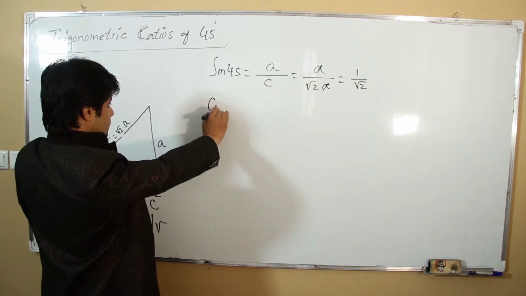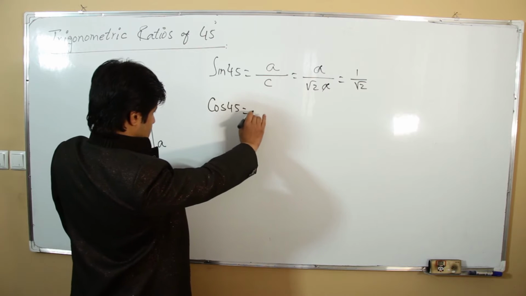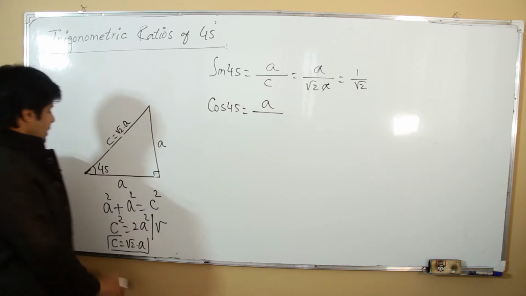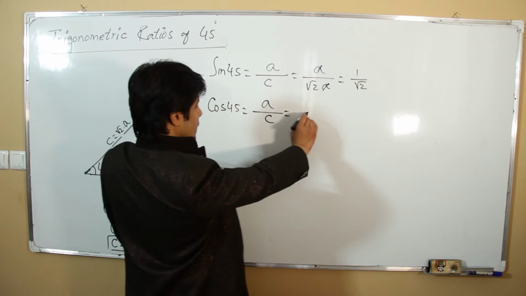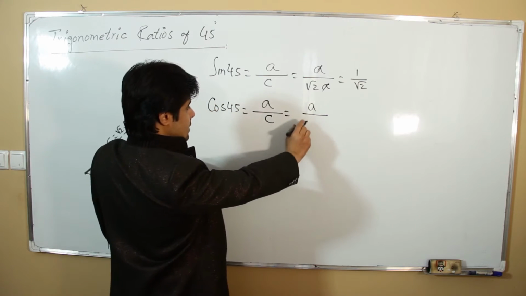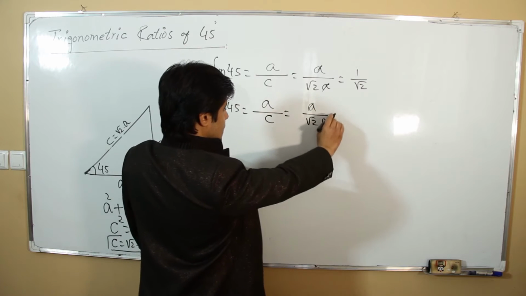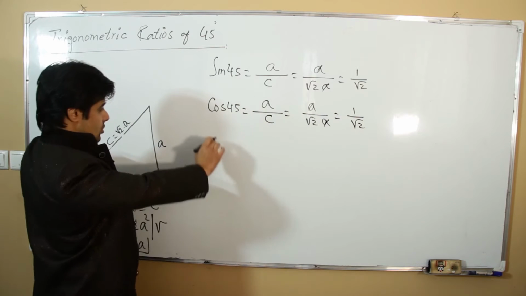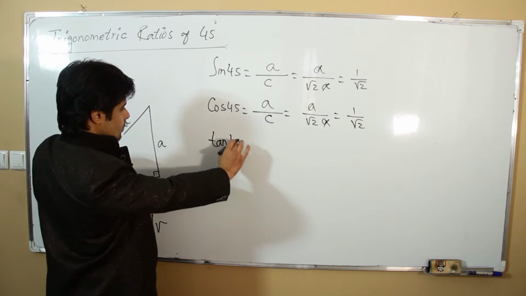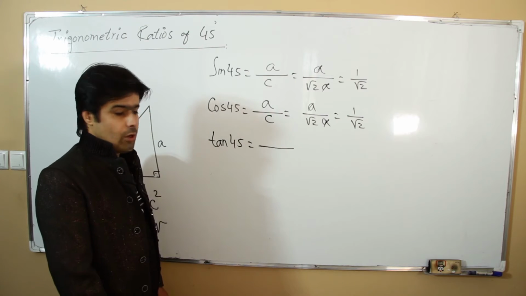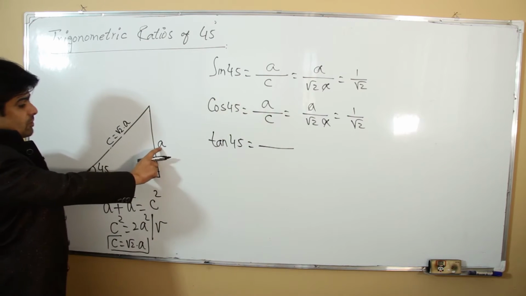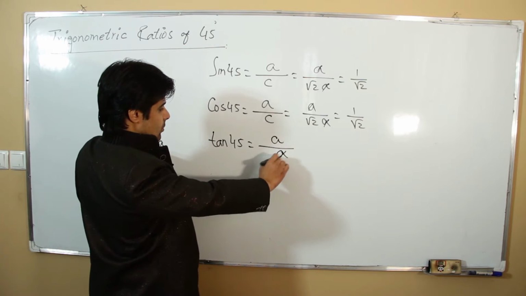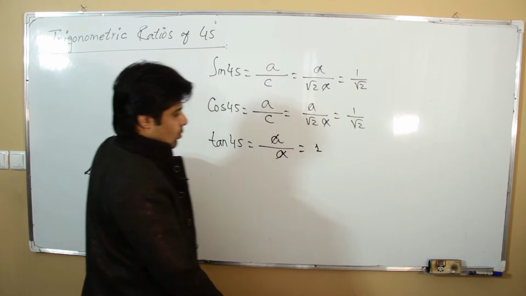We found that the sine of 45 is 1 divided by root 2. Yes. Cosine. What is cosine? Adjacent, which is A, divided by hypotenuse, which is C. Now, A is A, C is root 2 A. We can cancel this one, and 1 divided by root 2. Tangent of 45, opposite by adjacent. What is opposite? A. What is adjacent? A. And you can cancel this one, so it is 1.